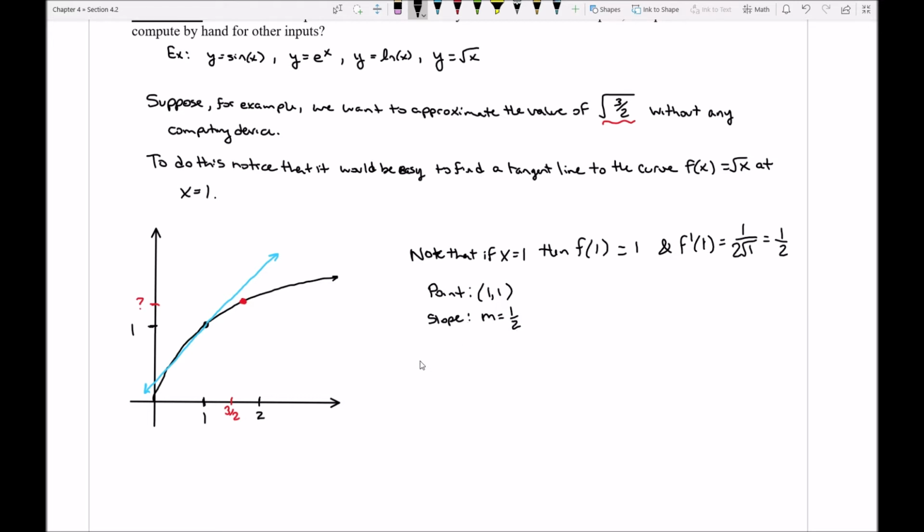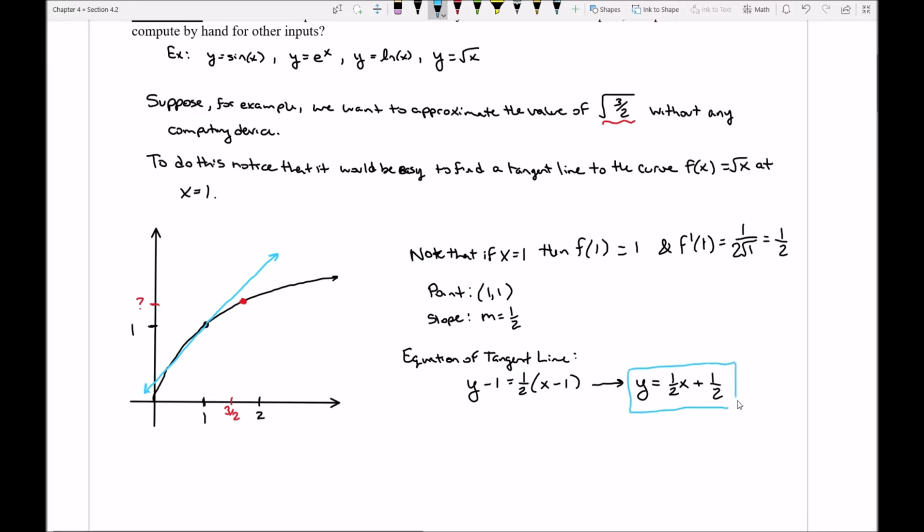And so the equation of my line would be as follows. Equation of the tangent line would just be given by y minus 1 is equal to 1/2 times (x minus 1). Now, if I write that in slope-intercept form, I'm going to get 1/2 x. Notice here I'm going to get a negative 1/2 when I distribute my 1/2 here. And then when I add 1 over, that's going to give me positive 1/2. So here's the equation of my blue tangent line.